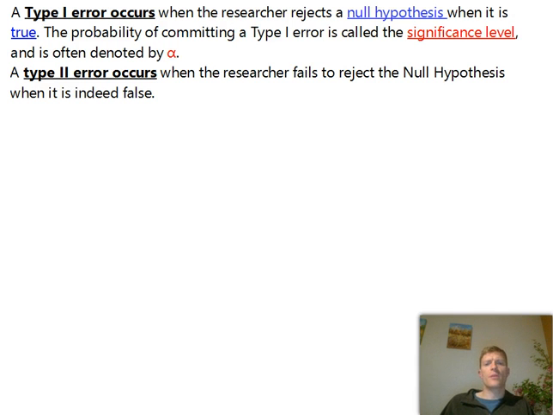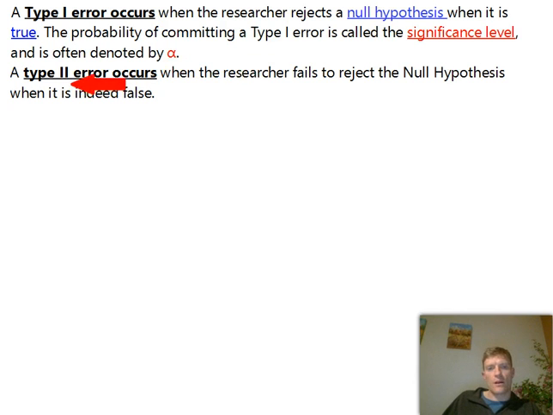So the probability of committing a type 1 error is defined as the significance level. It's our alpha amount. So we start a hypothesis test by defining our alpha amount. This is our level of risk we're willing to take in committing a type 1 error.